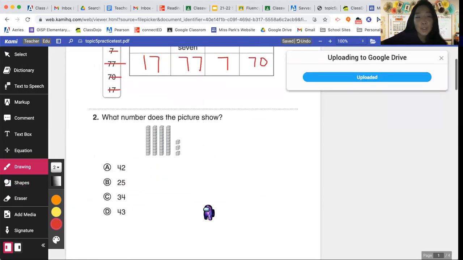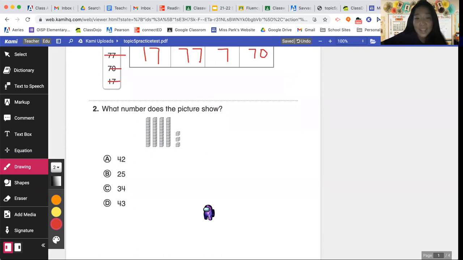All right, number 2. What number does the picture show? So we know that these are 10 rods and these are 1 blocks, ones. These are worth 10s and these are worth 1s. Pause the video if you need more time. We have 1, 2, 3, 4 10s. So if we were to write a place value chart, T is for 10s, O is for 1s. There's 4 10s and there are 3 1s. So your answer would be 43.